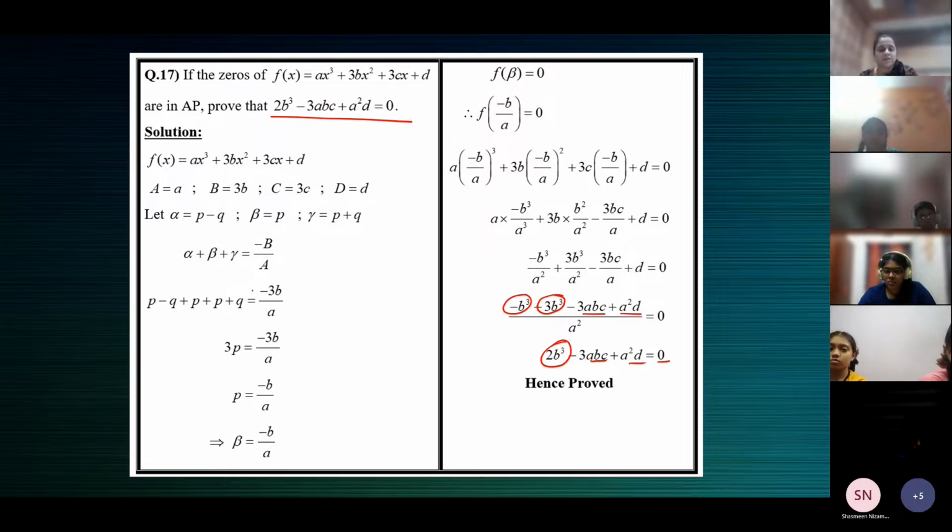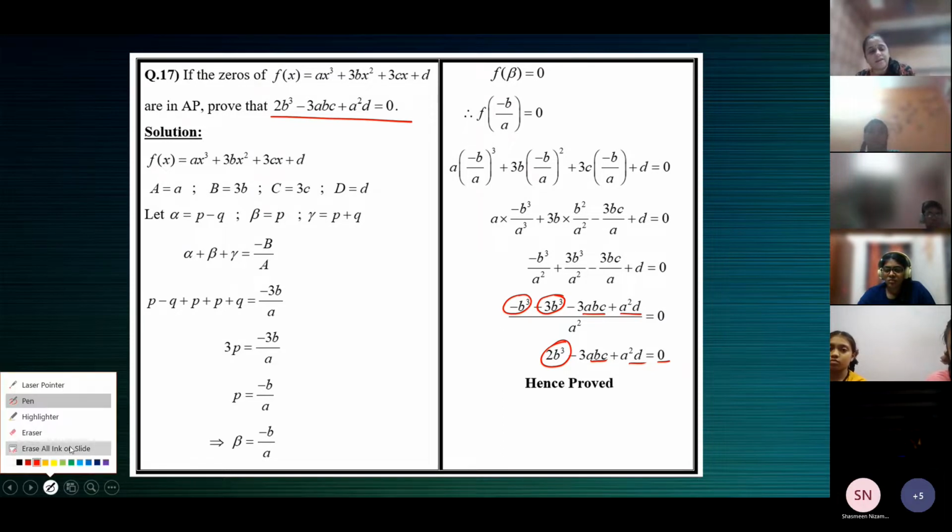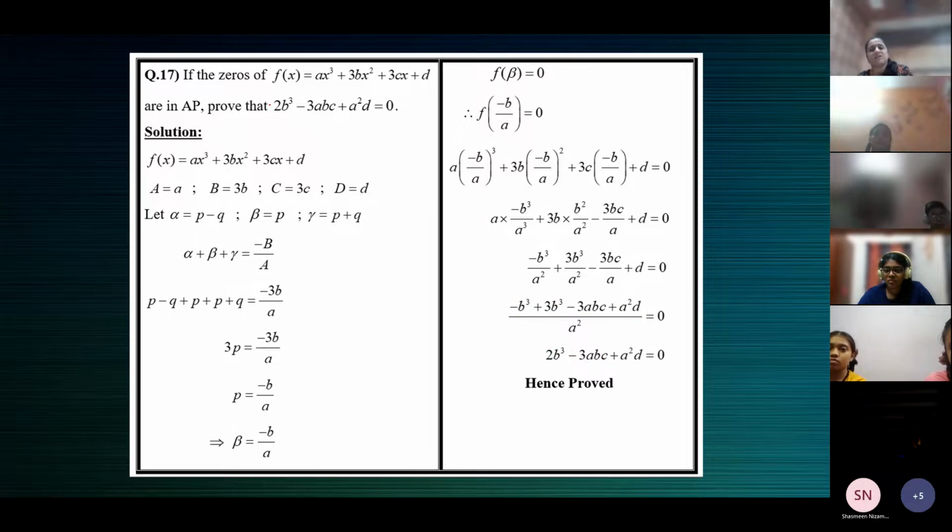I told you the working is very similar to the earlier one. In the earlier question, we had to find the condition. Here you will have to just prove the condition. They've given you the condition. You just have to work and prove the condition. Take a picture, children.